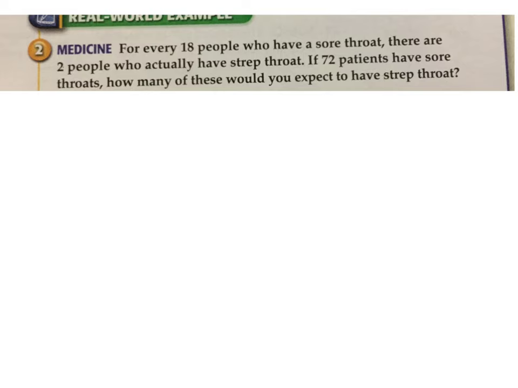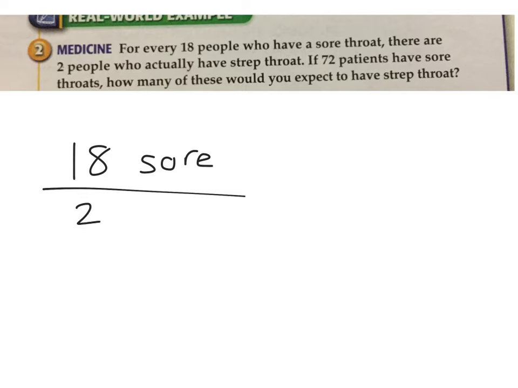So here, 18 people who have a sore throat, there are 2 that have strep throat. So that is a rate. So what's that rate? 18 over 2. That's fine. You can do it that way. So let's do 18 sore throats over... Oh, that's not going to work. They both are ST. So for 18 people that have sore throats, there are 2 that have strep throat. So again, write those units. It'll help you set it up correctly every time. Write them, write them, write them.